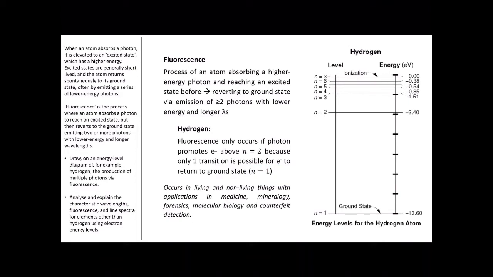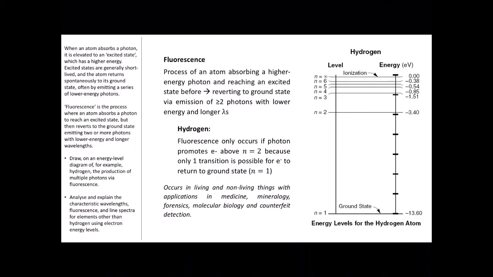The expectation in stage 2 physics is that you'll be able to draw on an energy level diagram of something like hydrogen the production of multiple photons via fluorescence. You'll also need to be able to analyse and explain the characteristic wavelengths, fluorescence, and line spectra for elements other than hydrogen using electron energy levels.